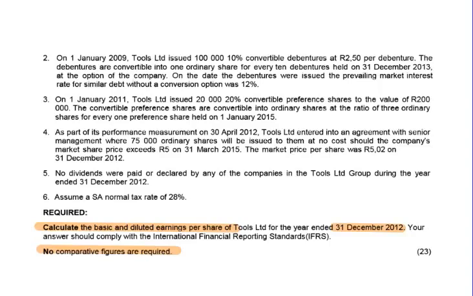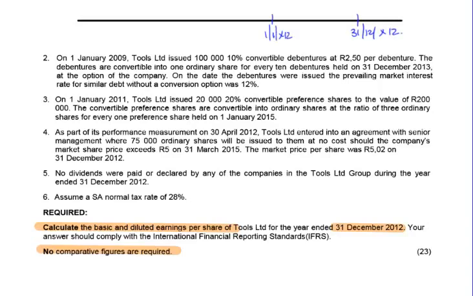On the 1st of January 2009, so if I just put my little timeline in place over here, I've got 31 December 20X12. I've got beginning of year 20X11. So this was quite some time ago, 3 years ago to be precise, 1 January 2009. We issued 100,000 10% convertible prefs. So they are a potential ordinary share at 250. The debentures are convertible into ordinary shares, 1 for 10.